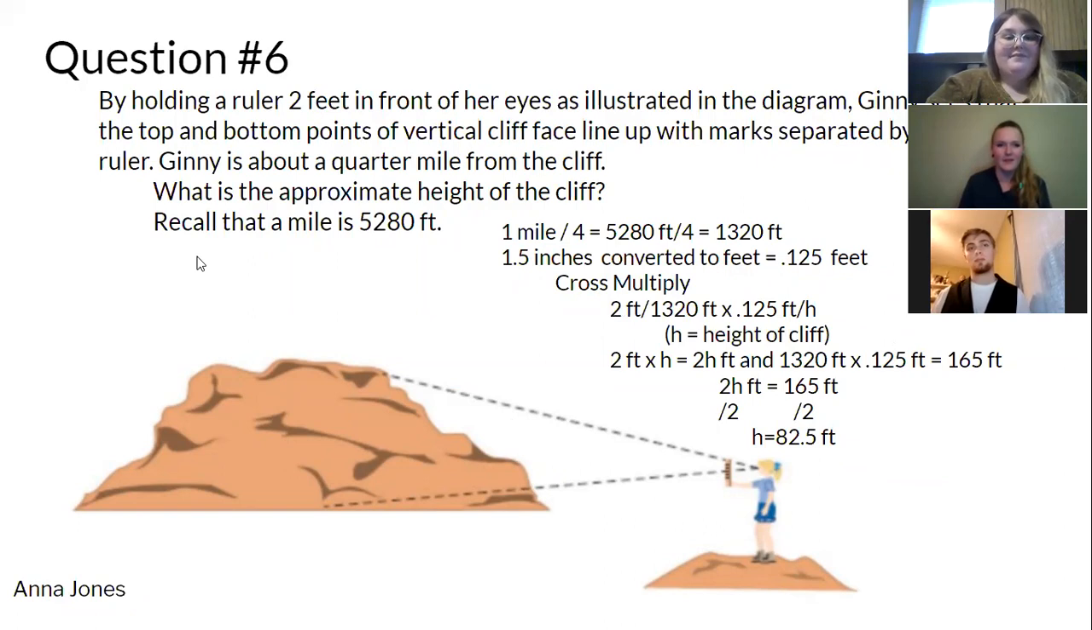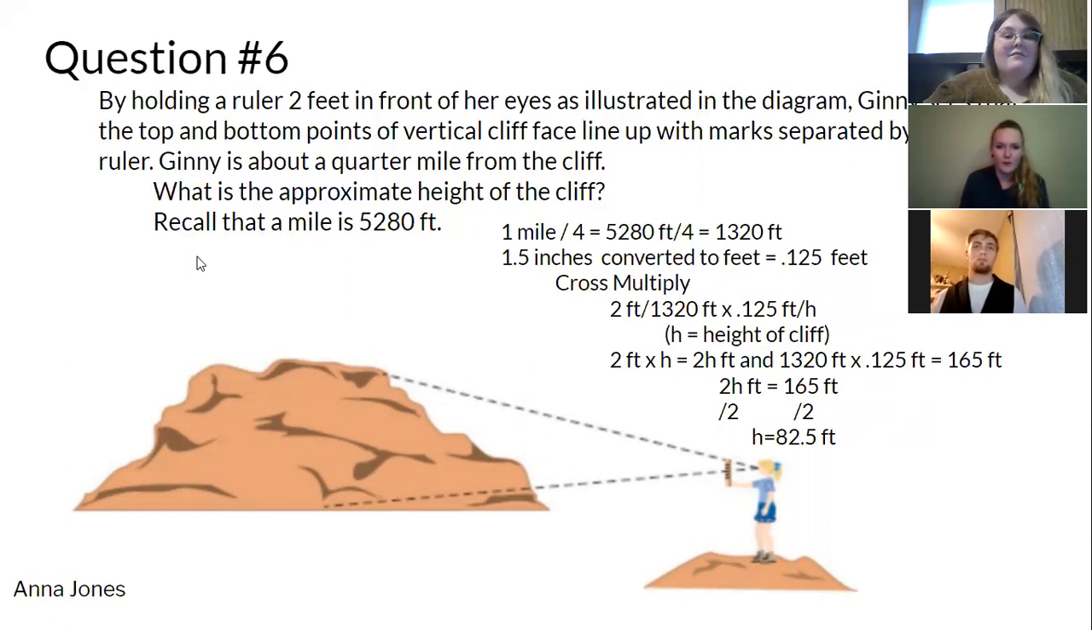Okay. And so in this question, by holding a ruler 2 feet in front of her eyes as illustrated, Jenny sees that the top and bottom points of the vertical cliff face line up with the marks separated by 1.5 inches on the ruler. Jenny is about a quarter mile away from the cliff, so what we need to figure out is the approximate height of the cliff. We can recall that a mile is 5,280 feet, which is going to help us greatly.